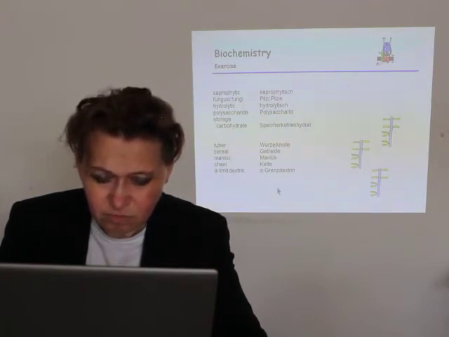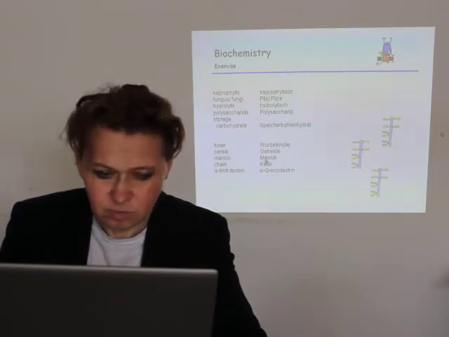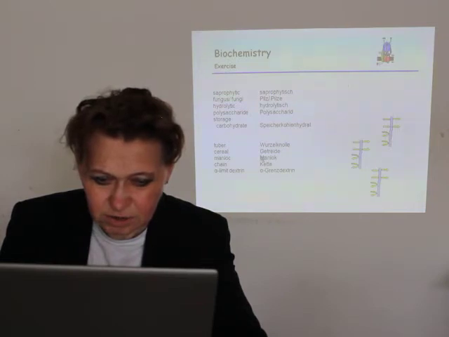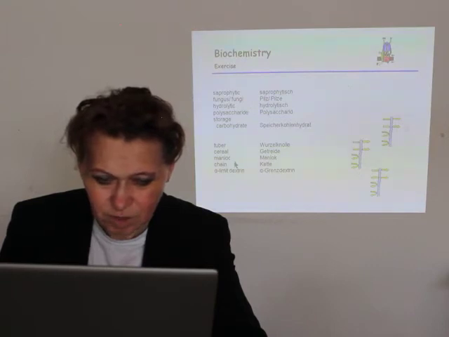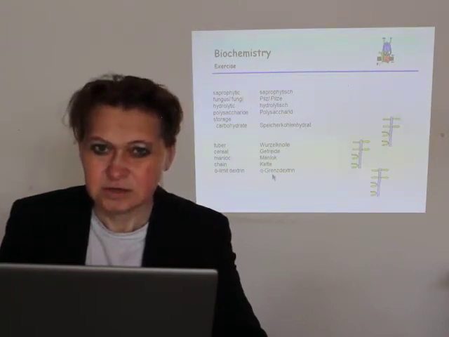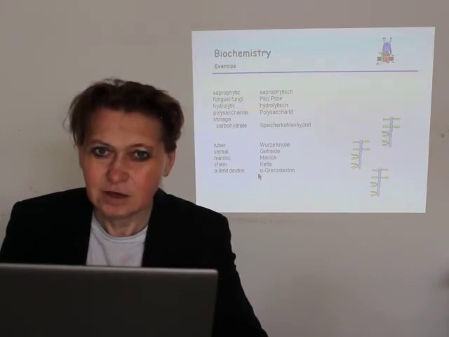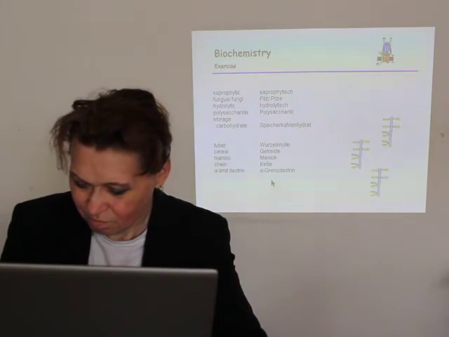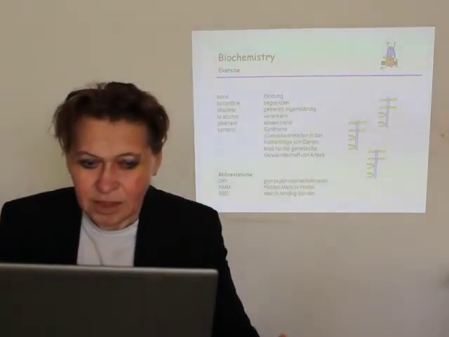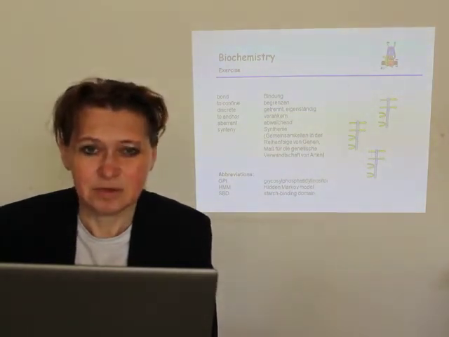So, these are a few words that we know. Tuber, die Wurzelknolle. Cereal, Getreide. And we know manioc, Maniok. We know that chain is die Kette. And we are specialists in alpha limit dextrin. So, more vocabulary. It's coming here.